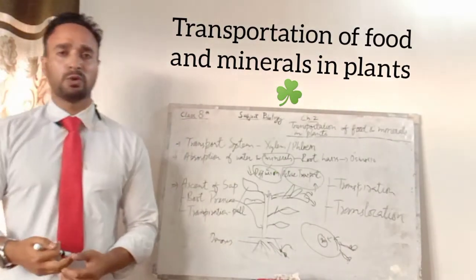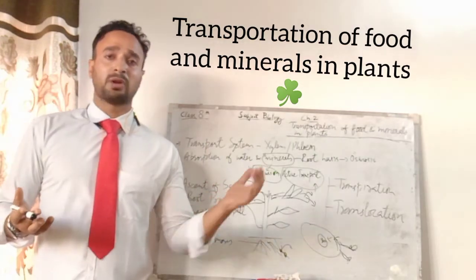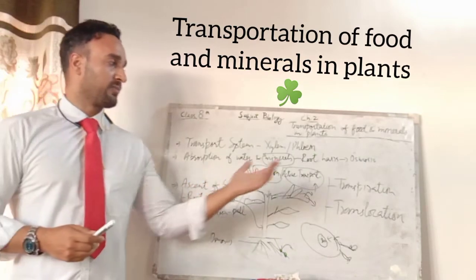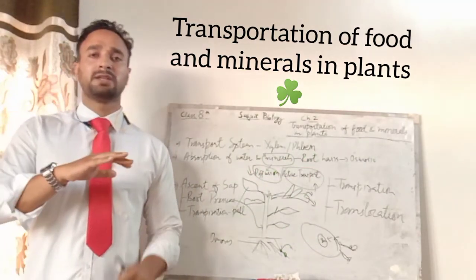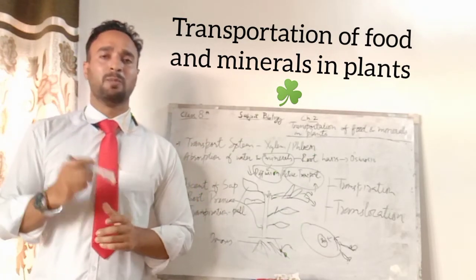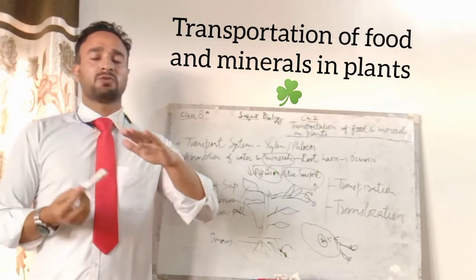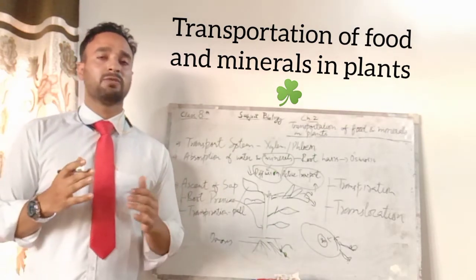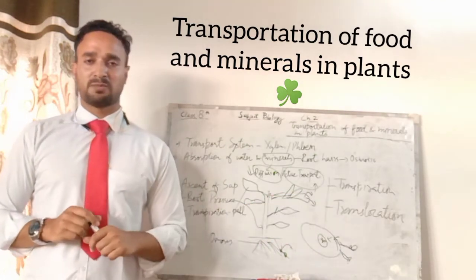Transpiration, I already told you, is the loss of water in the form of water vapors from the surface of the leaves. It occurs through the minute pores present on the surface of the leaves, which we call the stomata. More stomata are present on the lower surface of the leaves as compared to the upper surface. Okay, this is known as transpiration.